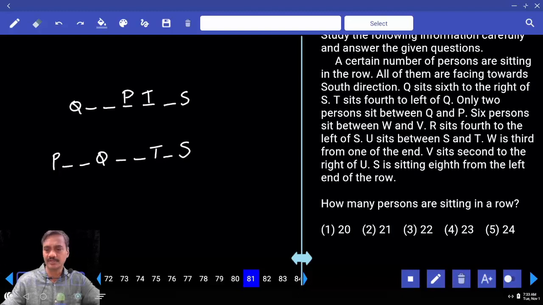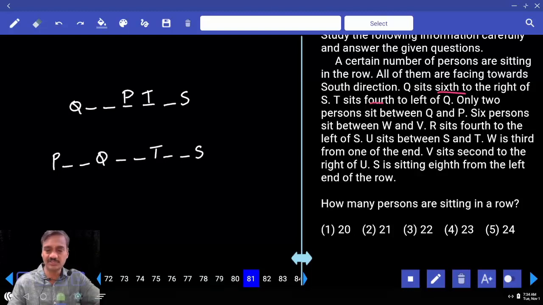And Q sits 6th to the right of S. Q is 6th to the right of S. Is that right? 1, 2, 3, 4, 5. Now Q is 6th to the right of S. Then 1, 2, 3, 4, 5, 6. Q is 6th to the right of S. 1, 2, 3, 4, 5, 6.